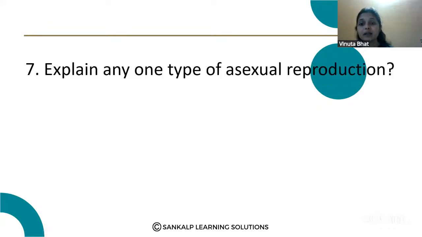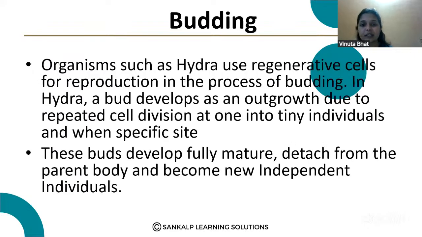Explain any one type of asexual reproduction. Any one type. There are different types of asexual reproduction we have studied in this chapter. That is budding, fragmentation, regeneration or spore formation. These are the different methods of asexual reproduction. Any one type. So here, budding. Okay. So you can explain any type of asexual reproduction. Here I will explain about budding.